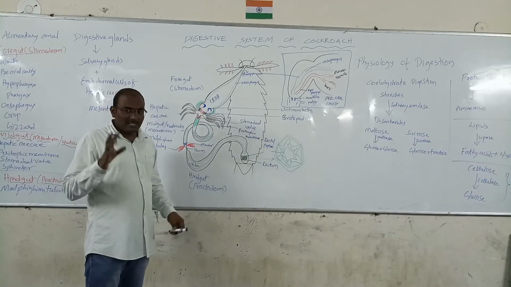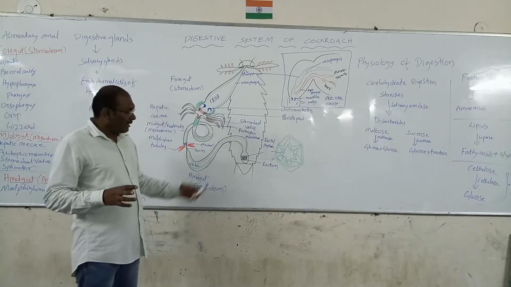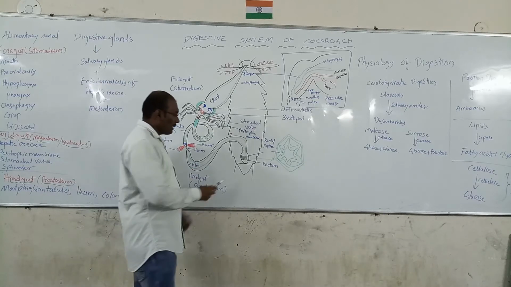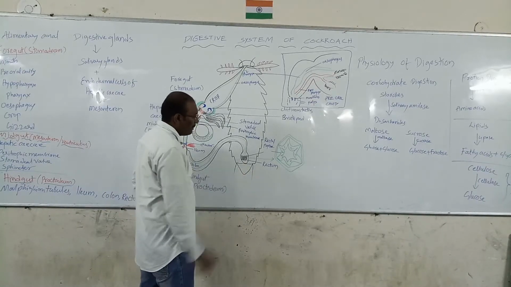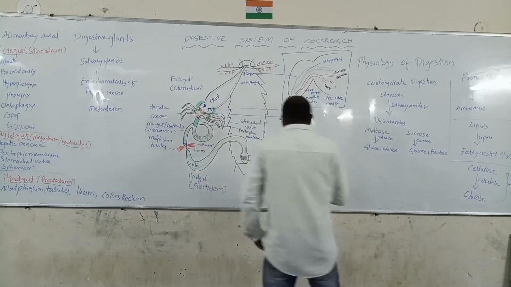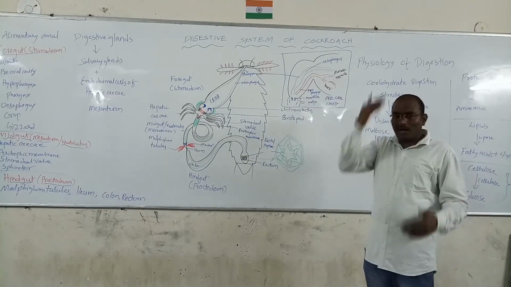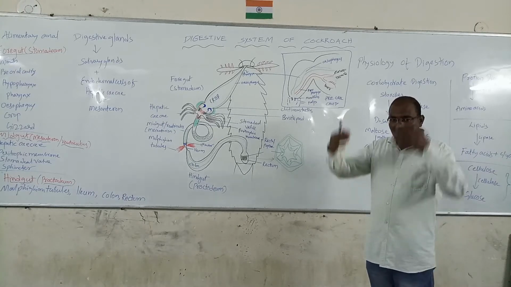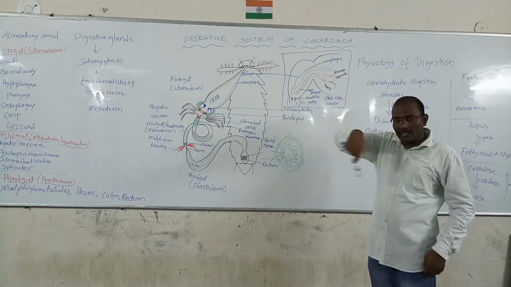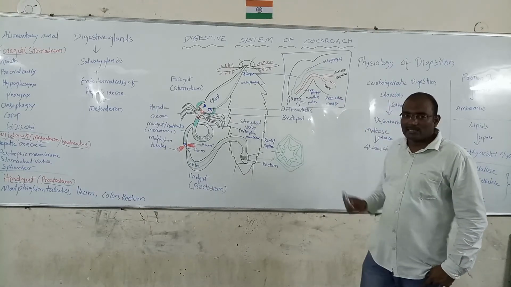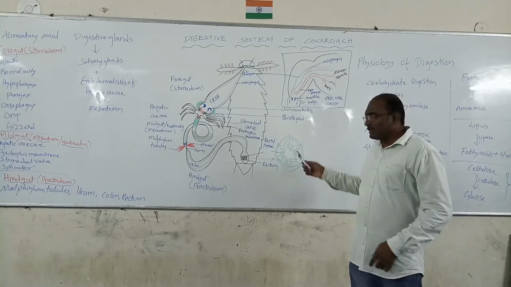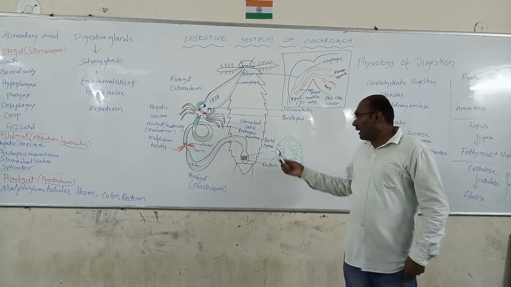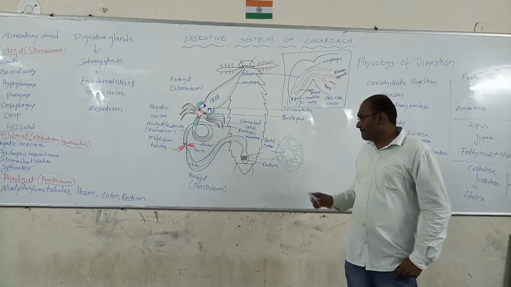From the undigested waste material, H2O, water, is absorbed by the rectal cavity. There are 6 vertical walls. This is a transverse section. Actually, the vertical walls are present radially arranged. They are called rectal papillae. They absorb water from undigested waste material.